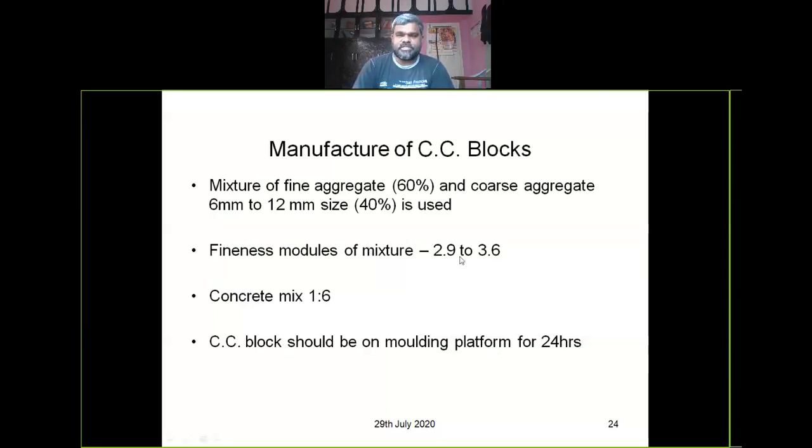Fineness modulus of the mixture is 2.9 to 3.6. Concrete mix of 1:6 is generally used. One is sand, 6 is aggregate. Aggregate means coarse aggregate and fine aggregate. In that also, fine aggregate 60% and coarse aggregate 40%. A CC block should be kept on the molding platform for 24 hours.